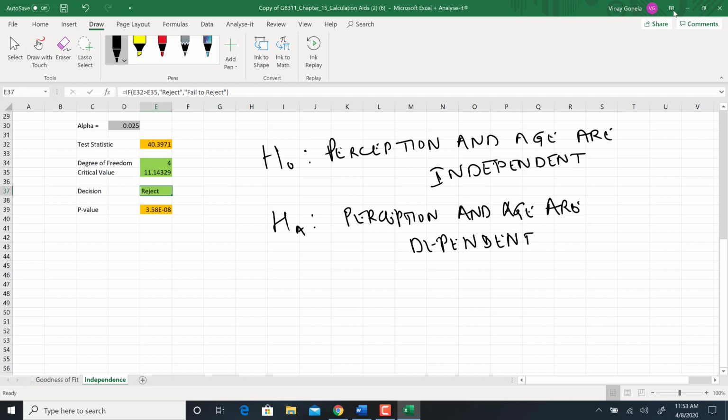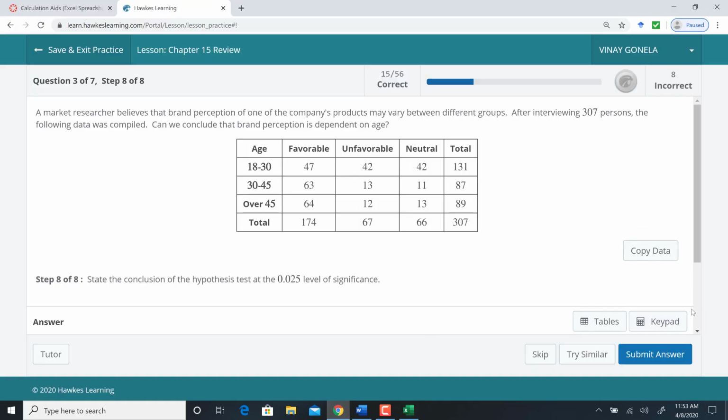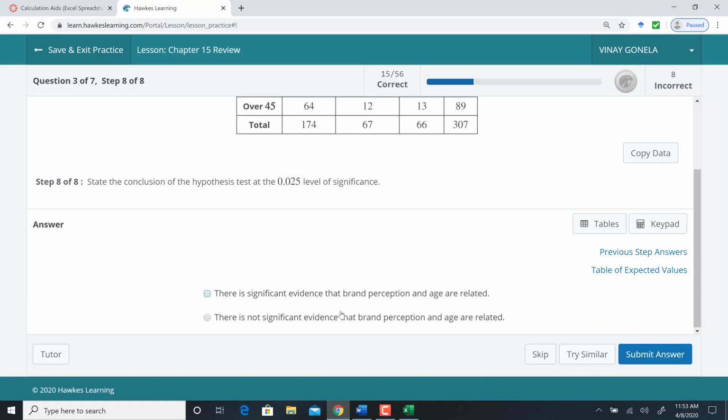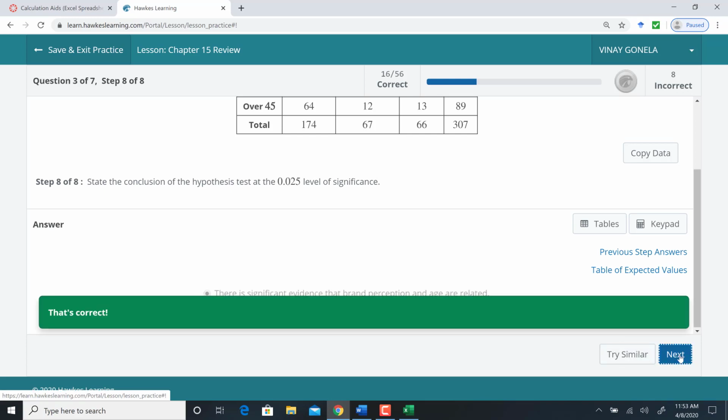So here we said the decision is to reject the null hypothesis. That means the null statement is false, so the alternative statement is true. So we are saying that perception and age are dependent. There is significant evidence that perception and age are related to one another. So that's how we are going to solve this problem.